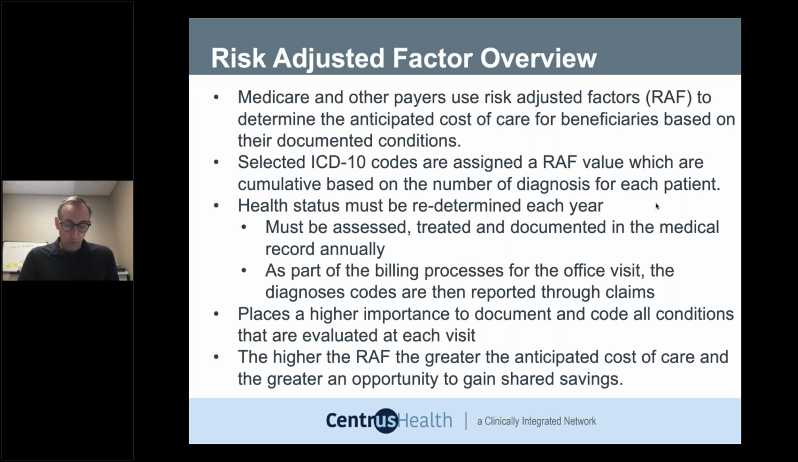So this model really places a higher importance on documenting and coding all the conditions that the patient presents with. And then these codes are used to determine what the expected cost of care for each patient is. Generally, the higher the risk-adjusted score on the patient, the greater the anticipated cost of care. And that creates opportunities where if we're in a shared savings type arrangement, working with a practical anticipated cost of care, and we deliver efficient, good quality care below what is expected, that gap between actual costs and anticipated costs is the opportunity where shared savings can be activated.